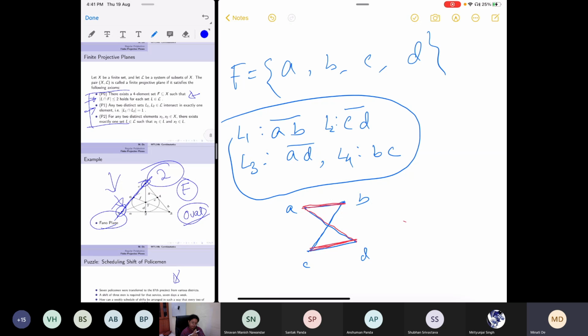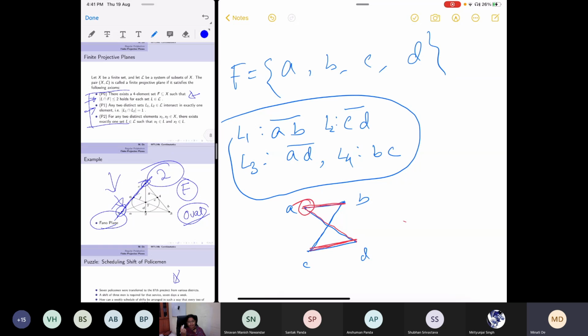Among these 3, there are 2 lines which are intersecting at one point, right? And that point is inside F, right? For example, if you consider AB and AD, they are intersecting at A. So is it possible that CD is again intersecting at A? It is not possible, right?